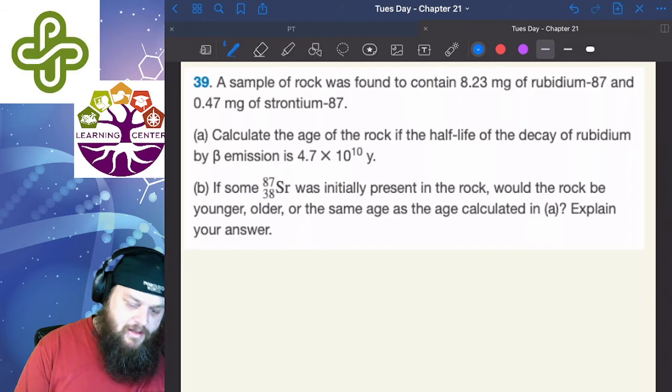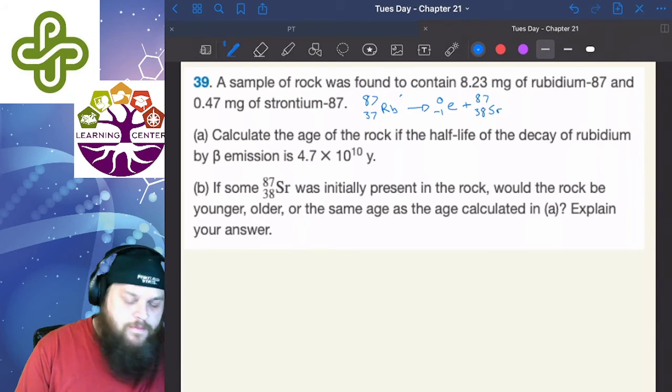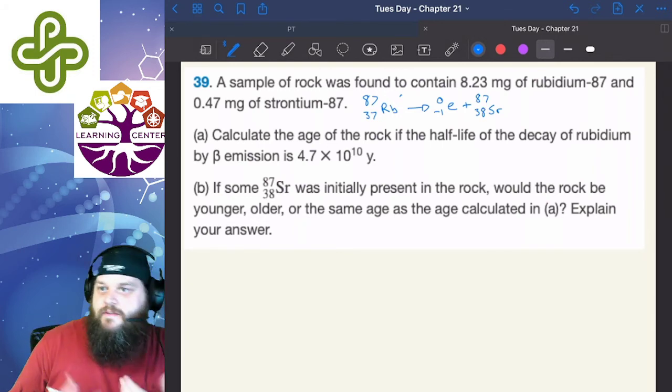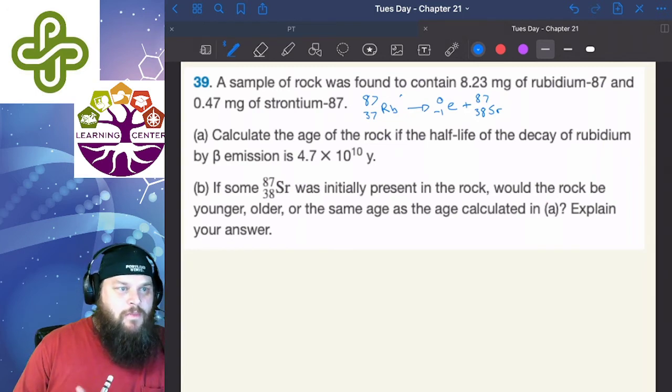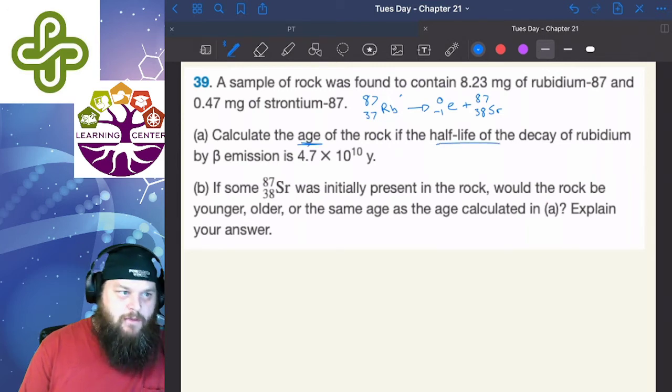So we can look at the equation. What's happening here? We have rubidium, that's Rb, which is number 37, decaying by beta emission to strontium-87, which is 38. So that's the basic equation of what's happening there. And in this first question, they tell us the half-life. They want to find the age of that rock.